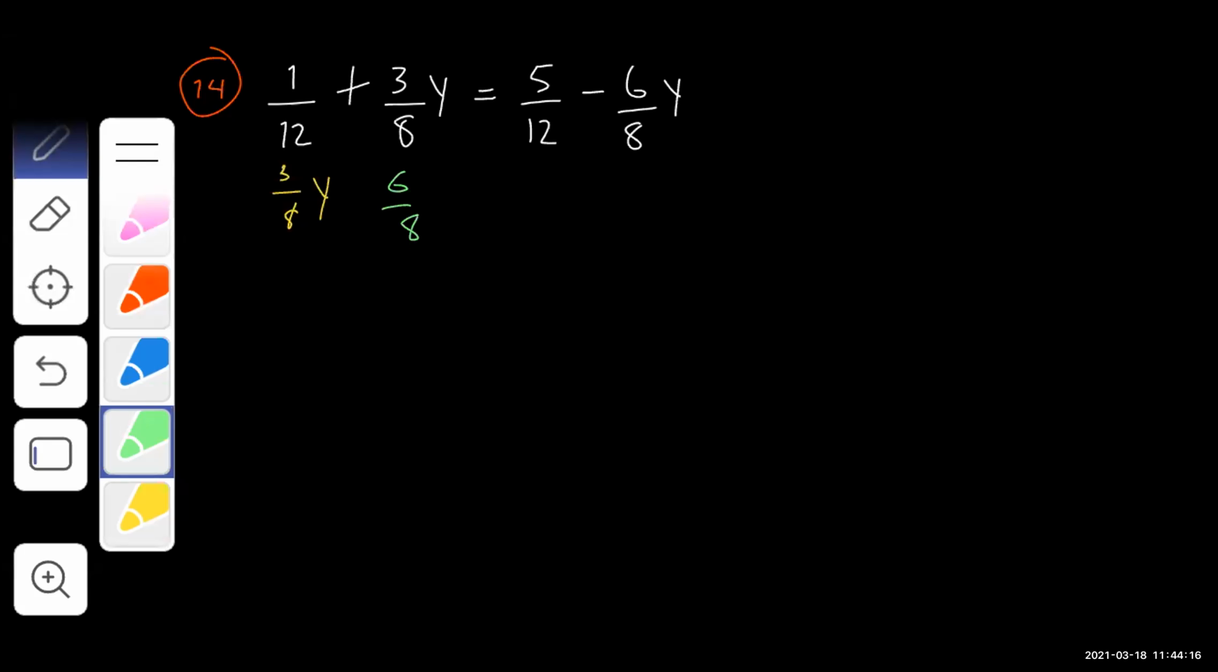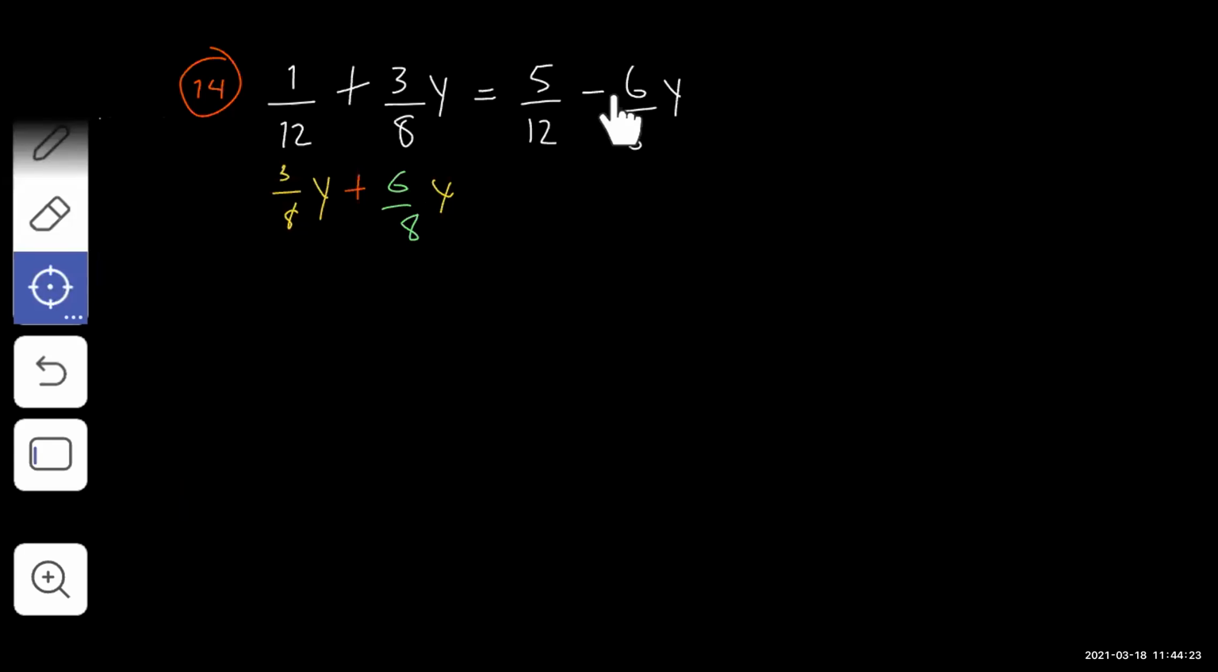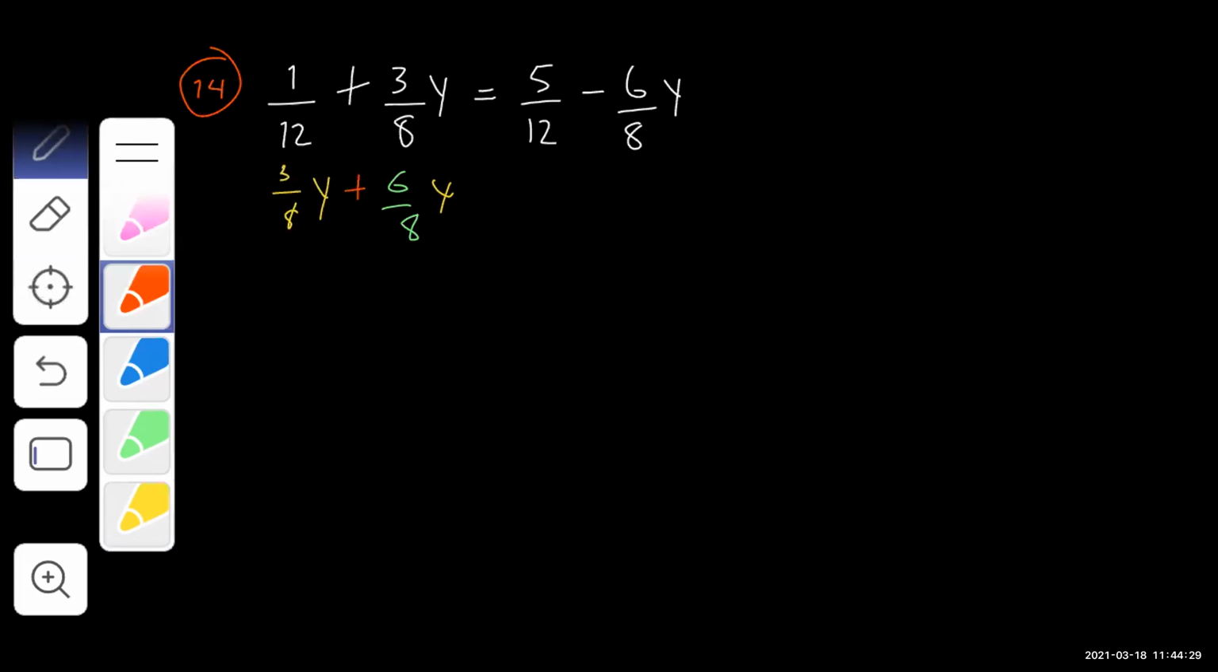6/8 of y is going to be positive. Your side is going to be positive because I need to add positive 6/8 of y in order to eliminate this one. Then equals this 5/12, guys, which is on this side already. I just get it down.